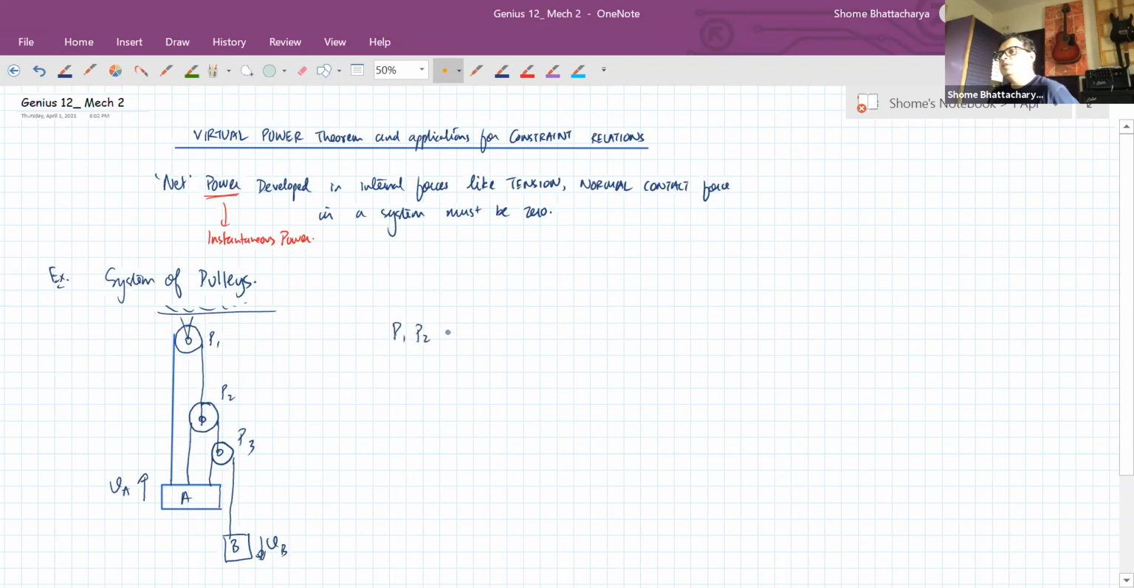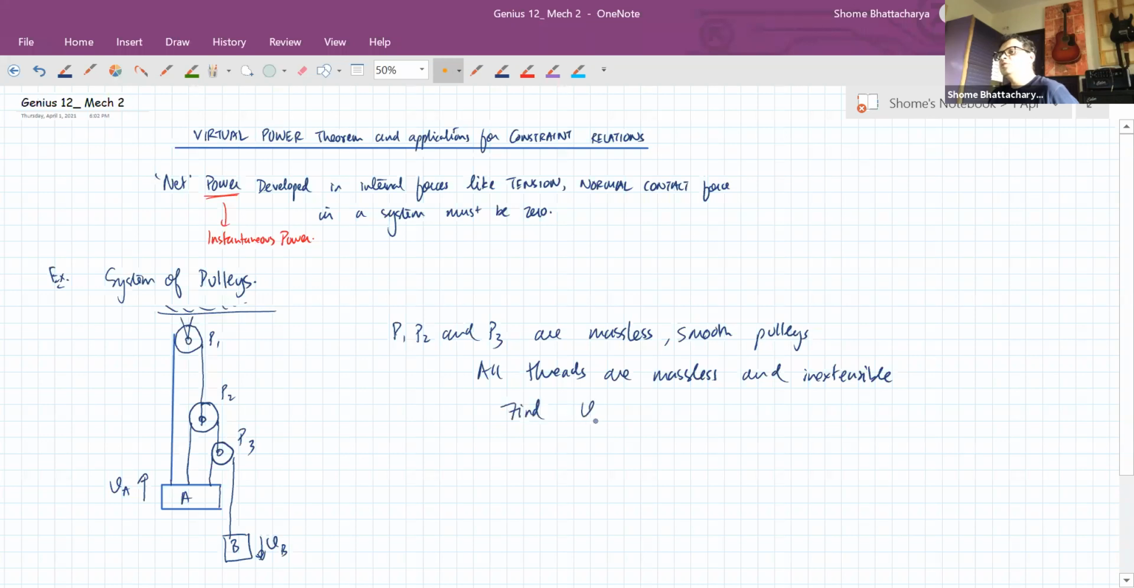So P1, P2, and P3 are massless, smooth pulleys. And all threads are also massless and inextensible. So you want to find the ratio of VA to VB.